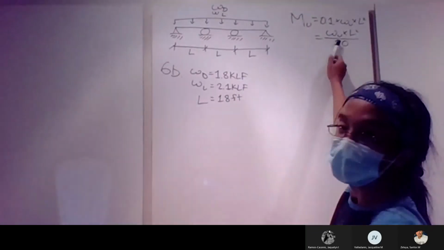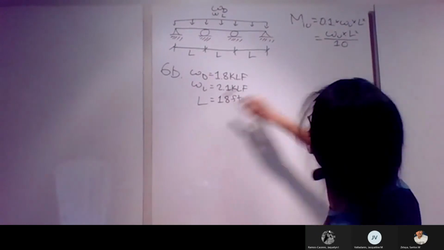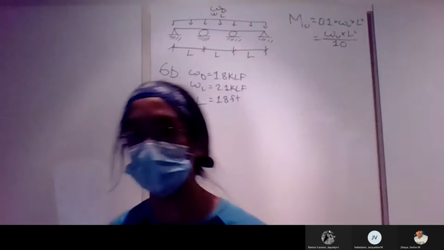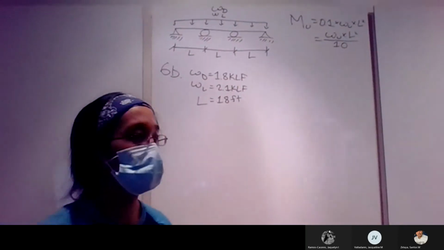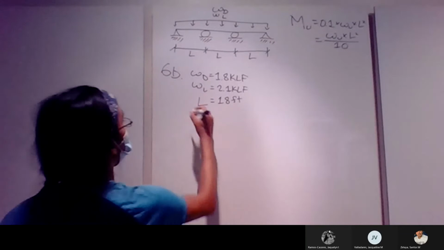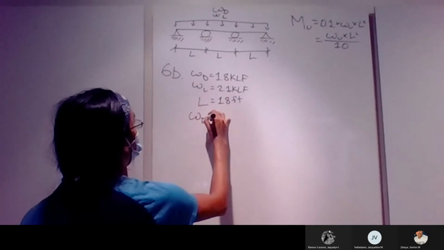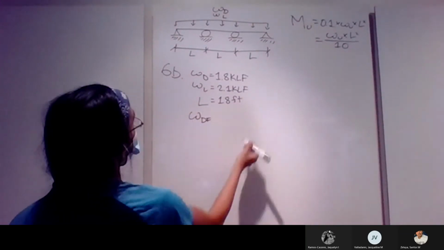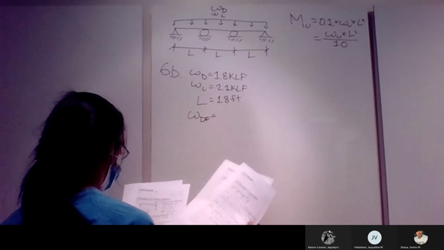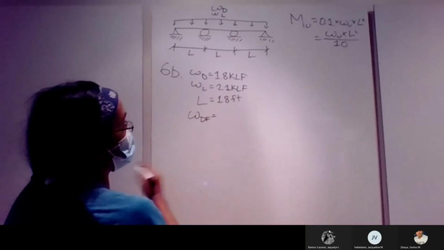We're gonna be wanting to get to here. We already have L. We just need to find ultimate load. Now, ultimate load, if you remember, you need to factor it. So we're just gonna factor dead load. Remember that was from number 3. I did the same thing here.